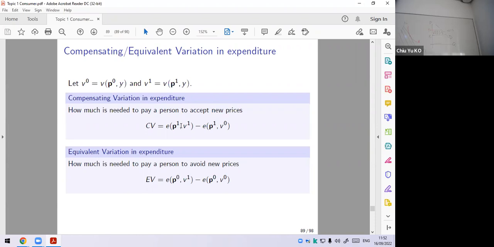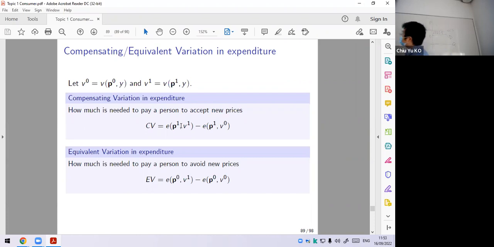Now let me repeat, it's a little bit confusing. CV is saying that this is the utility in the old day and the new day. Look at the price. I want to say this is the compensation, or this is the change it requires, because now I'm here, and suppose at the new price I want to obtain my old utility. How much do I need to compensate you to achieve the new thing?